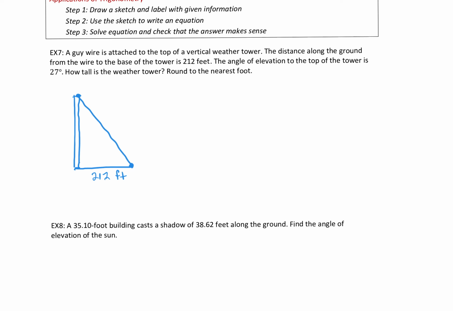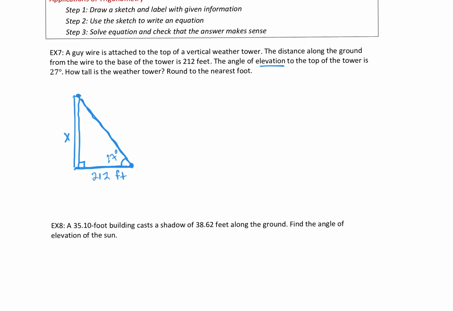Notice that I've also formed a right triangle. The angle of elevation, so here we're talking about elevation, the angle going up to the top of the tower is 27 degrees. That would be this angle here. If the ground is the horizontal, this is the angle of elevation, and that would be 27 degrees. We want to know how tall the weather tower is, so I'm just going to call this X.